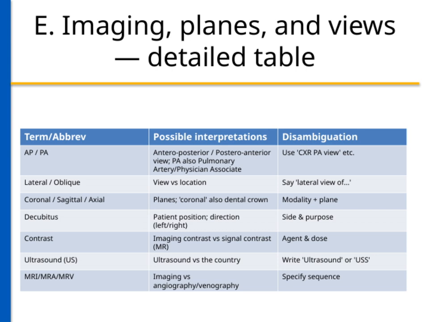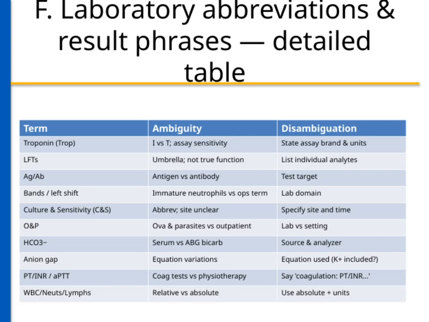All right, let's dive into some key laboratory terminology and abbreviations that can often cause confusion. On this slide, we have a table outlining terms, their potential ambiguities, and how to clarify them. Starting with troponin, or trop. The main issue here is distinguishing between troponin I and troponin T, as well as understanding the assay sensitivity. So, always specify which type of troponin you're referring to and include the brand or assay details along with the units used.